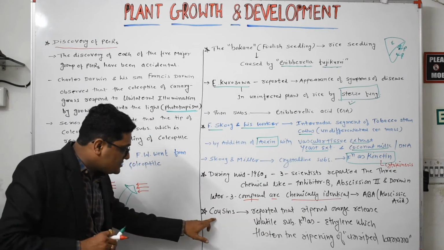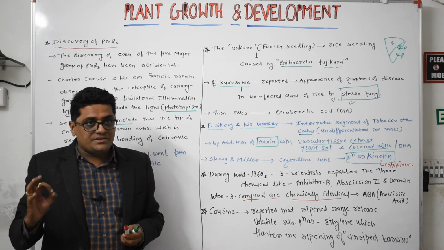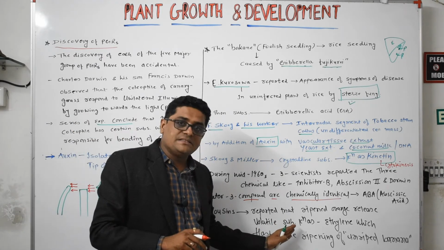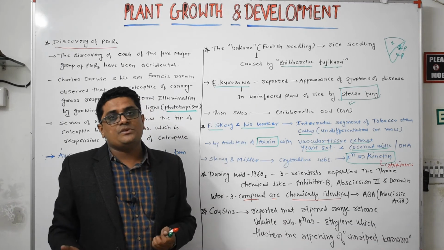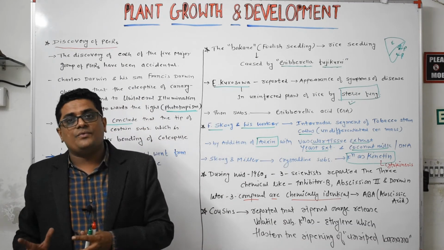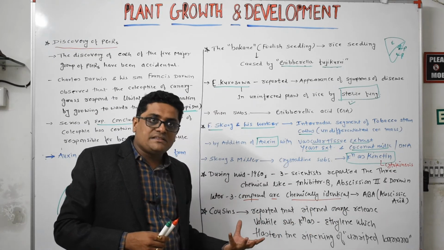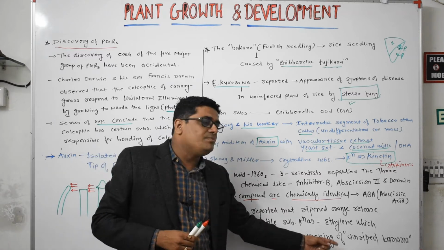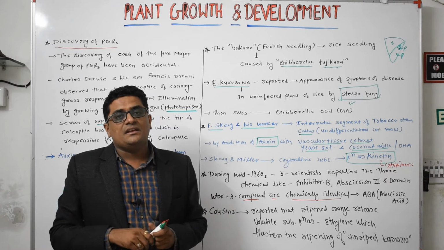Then, at last, Cousins reported that the ripened orange released some volatile substance, and this volatile substance is known as ethylene, which is responsible for ripening other fruit. This ripened orange released the volatile substance, and it ripened the unripe banana. That volatile substance is known as ethylene.